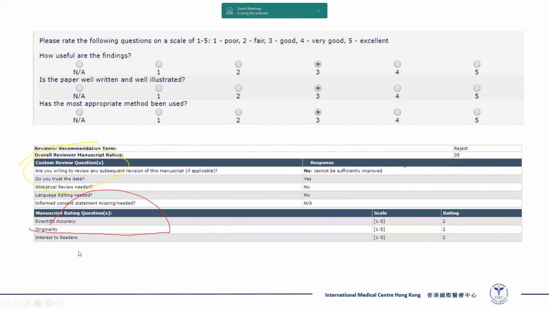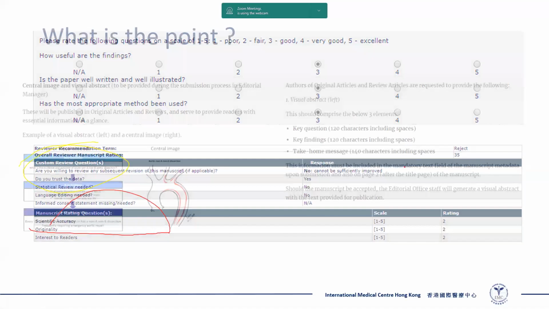So what the journal asks the reviewer to do, you need to assess the scientific accuracy, originality, and interest or impact, relevance to readers. These are exactly the points I said just now. How useful are the findings? What is the impact? How well is it written? How good is the science? So this is just an example. These are the things that will guide the reviewer towards rejecting or accepting the paper.